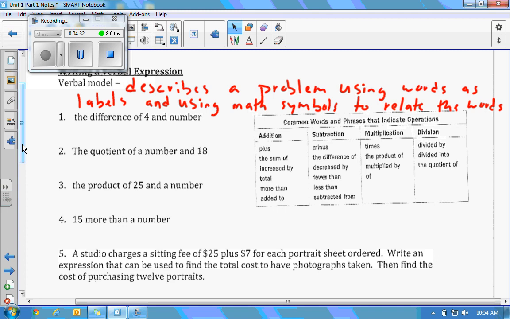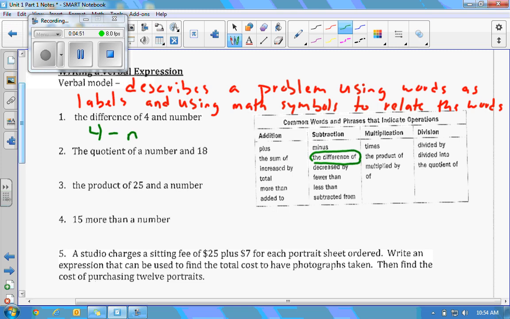So if you look at the first one, it says the difference of 4 and a number. If you look at the table over here, you'll find the difference of right here under subtraction. So I know that I'm subtracting. It says the difference of 4 and a number, so that's 4 minus, and I'm going to use n for number.